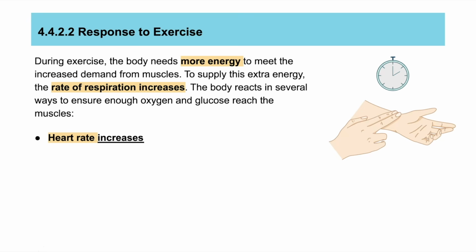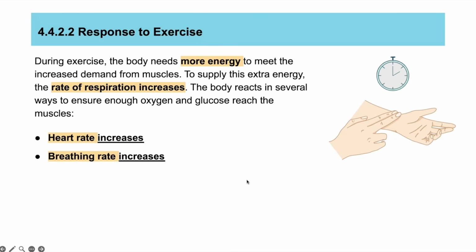So the first change that we see is your heart rate increases. And the reason your heart starts to beat faster is that means more blood is going to be transported around your body. And if that blood has got glucose and oxygen in it, that means you're supplying your respiring cells with more glucose and oxygen. It also means that the waste products like carbon dioxide and potentially lactic acid are being removed from the cells more rapidly as well.